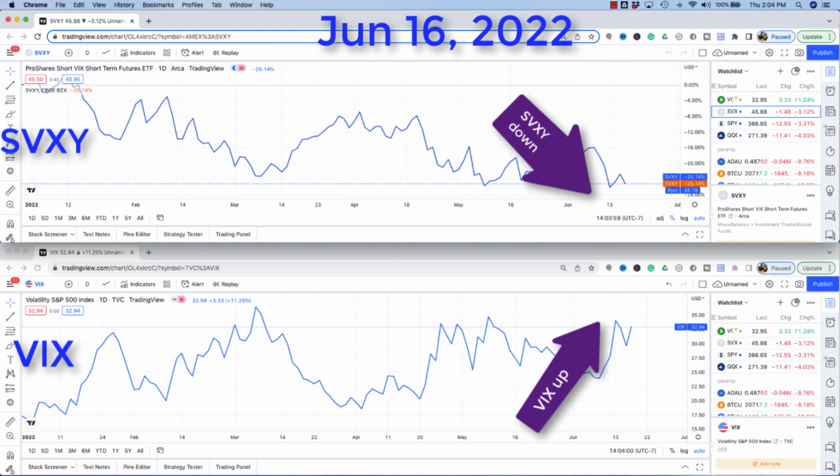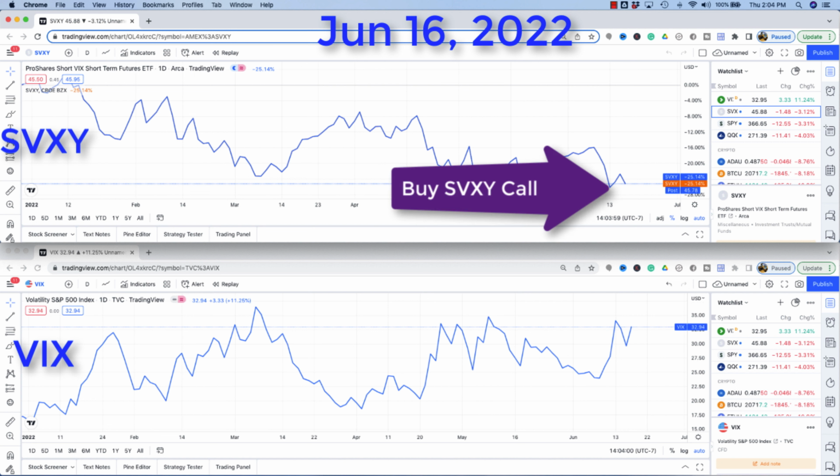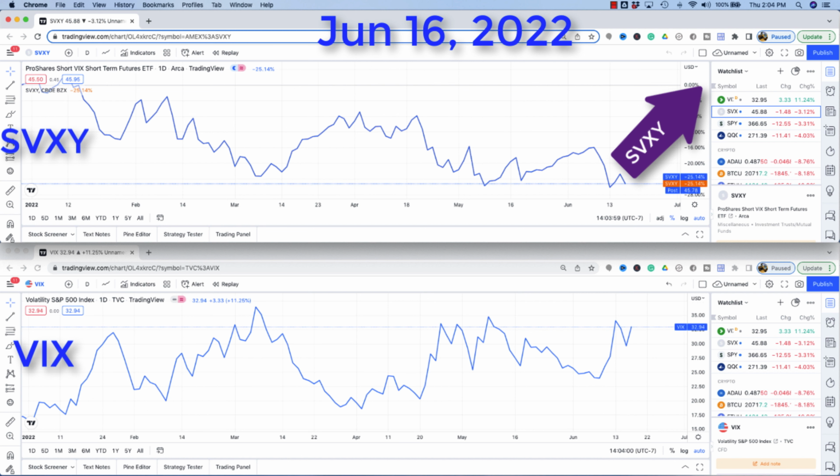So my plan was to take advantage of this situation once I saw these patterns start to emerge. My plan is to buy a call option when the SVXY is low, and then ride it upwards as it starts to recover. Obviously, there's no guarantees.